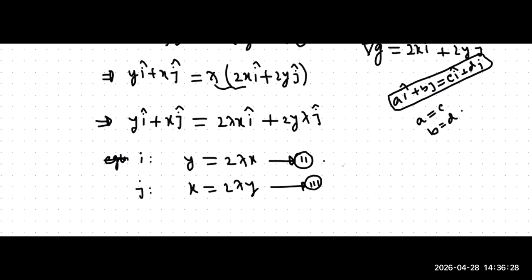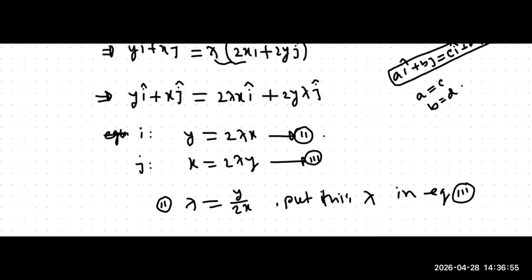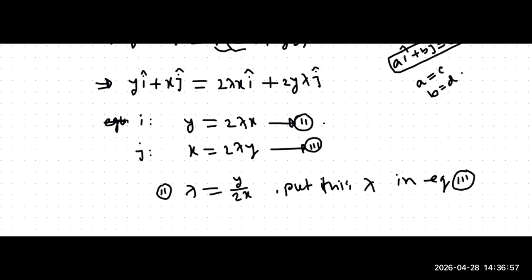So from equation number 2, we can write lambda is equal to y divided by twice x. So just put this lambda quantity. Put this lambda value in equation number 3. We just want to draw a relation between x and y.